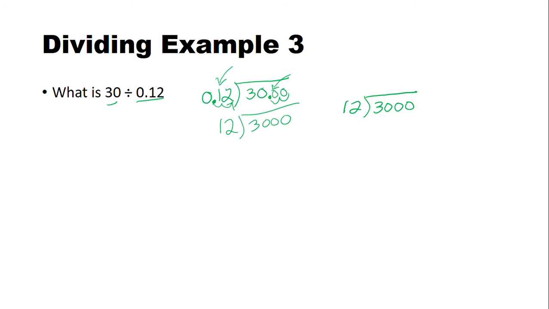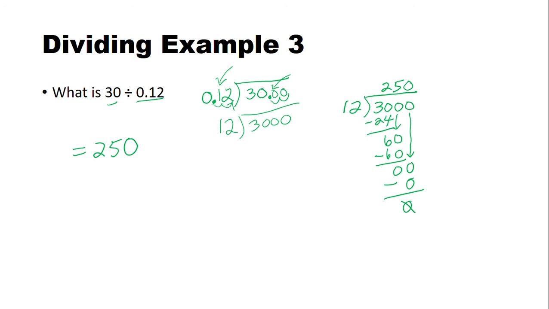12 goes into 30, let's say 2 times. Take out that 24. And we have 6. Bring down the 0. 12 goes into 60 5 times. Subtract 60. 0. Bring down the next 0. And there's another 0. And zeros everywhere. And there we go. So 3,000 divided by 12 is 250, which also means 30 divided by 0.12 is 250.